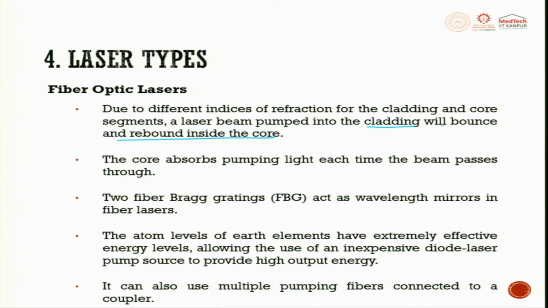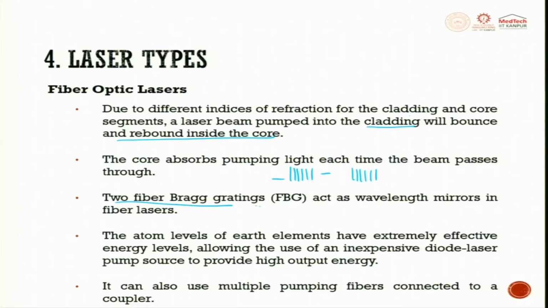Okay. The cladding will bounce and rebound the light inside the core. The core absorbs pumping light each time the beam passes through it. Two fiber gratings. What is a fiber grating? You have two different fiber gratings there. Gratings are nothing but small lines which are drawn, with transparent and opaque regions. When light passes through it, it creates a diffraction pattern.